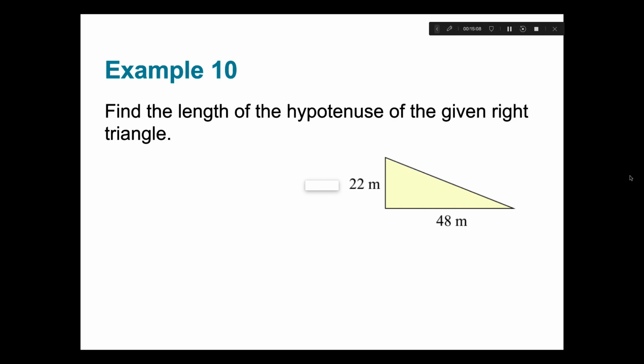Okay, here's my new triangle. This is also on the back of your paper. These are my new numbers. So a squared plus b squared equals c squared. We're going to substitute in our numbers. We know that we have 22 that we have to square. We know we have 48 that we have to square. And that's going to give us our hypotenuse squared. What is 22 squared?